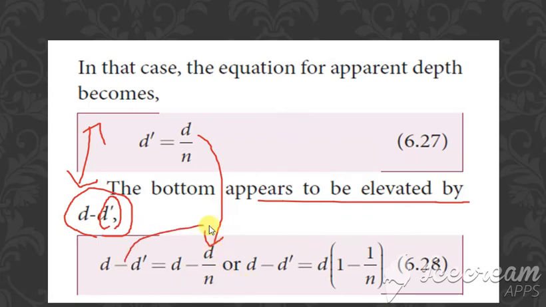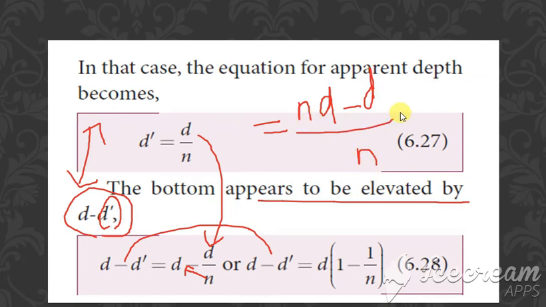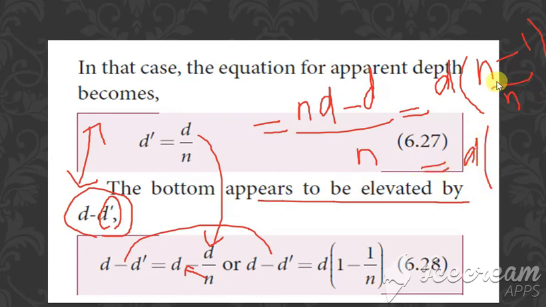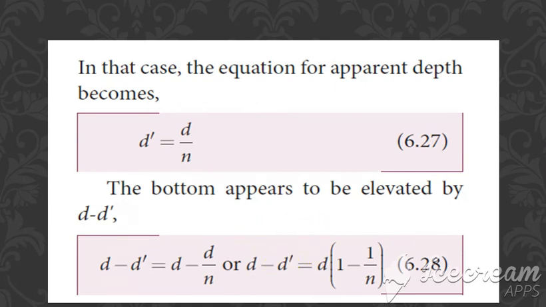So D minus D dash is equal to, if we take the LCM, N into D minus D divided by N. Now take D outside. The remaining is N minus 1 divided by N, is it not? Now this can be written as D into, if we split this, N by N minus 1 by N. N by N is 1. So D into 1 minus 1 by N. This gives the value of the apparent change, by which the bottom is being elevated. Clear?